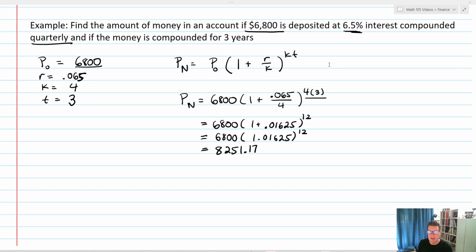So, to kind of review here, what I did was I looked at this, I said, oh, I'm compounding quarterly. So I'm going to use my compound interest formula. The quarterly tells me that K is going to equal 4. I wrote down my interest. I wrote down my principal of $6,800. And then my time here was 3 years. Once I did that, I plugged it into my formula, and then I went through and plugged it into my calculator.